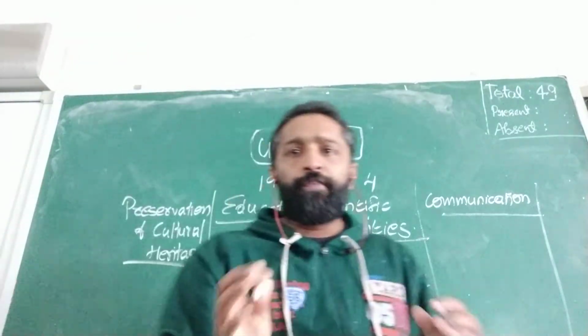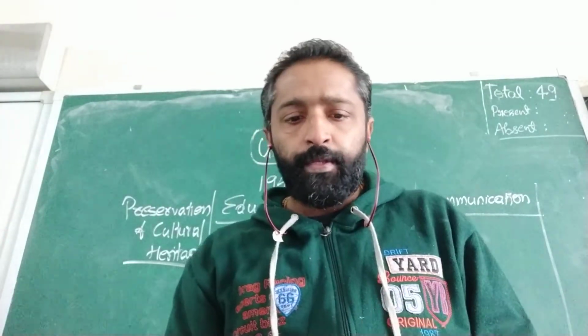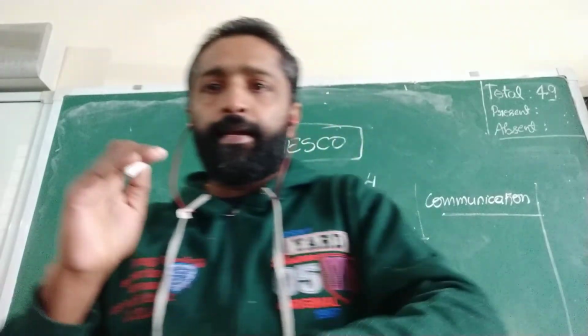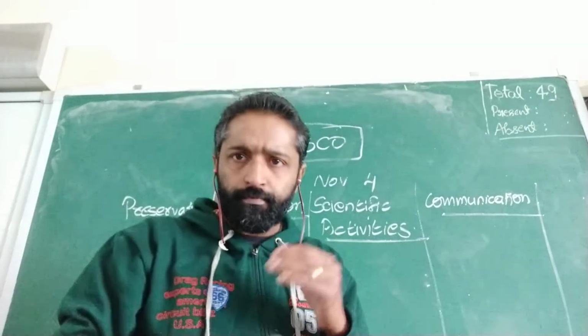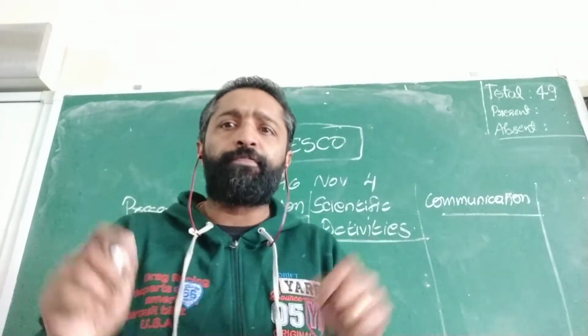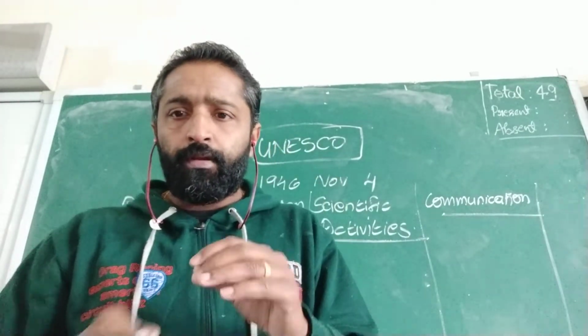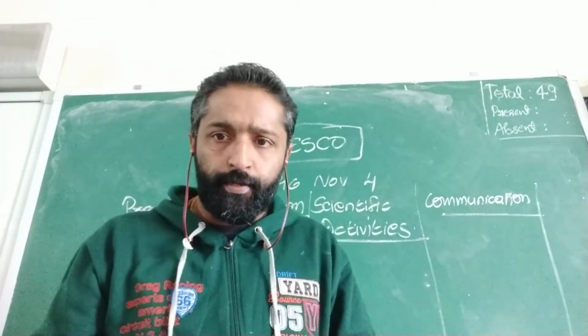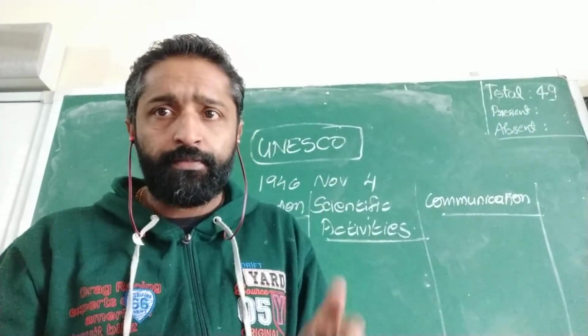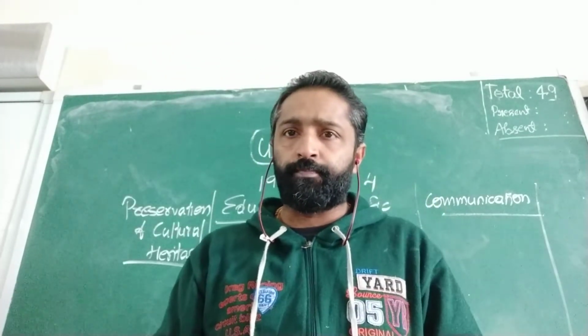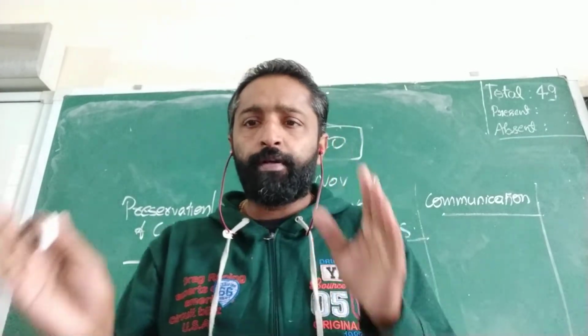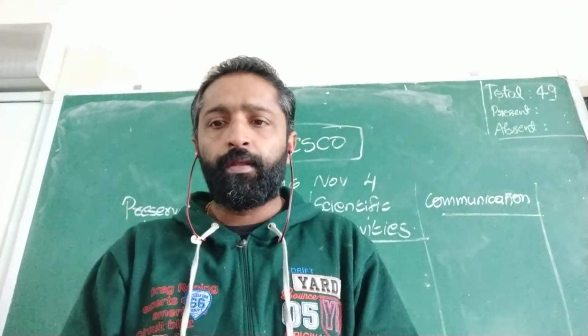These are the 4 functions of UNESCO. So let's take the first one, that is education. What are the activities done by them in the field of education? First one, removal of illiteracy by providing adult education, distance education and open school system. So they want to remove something called illiteracy.